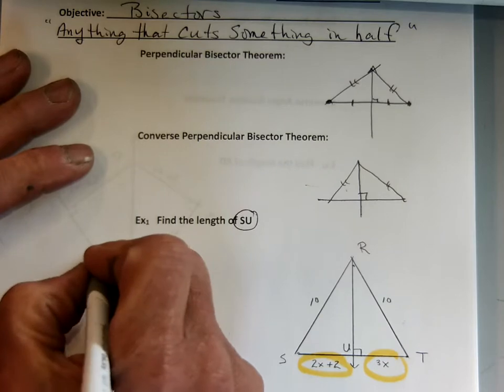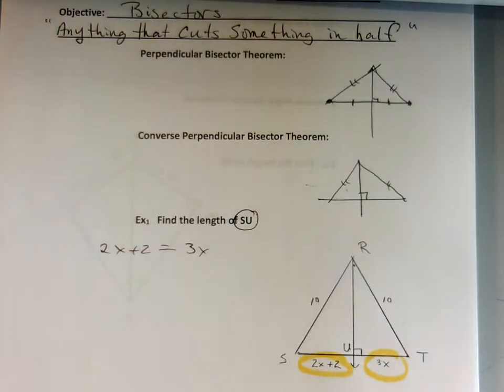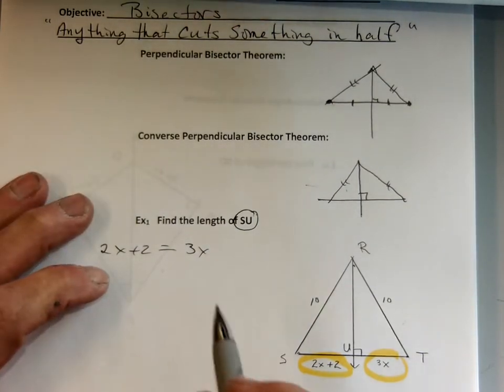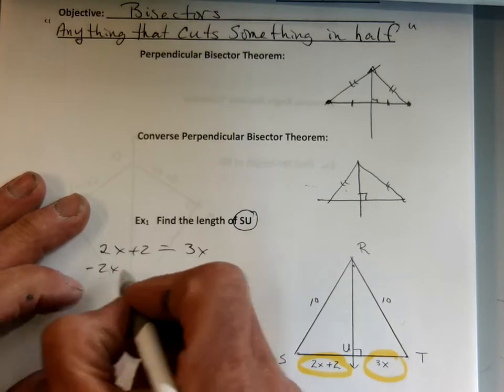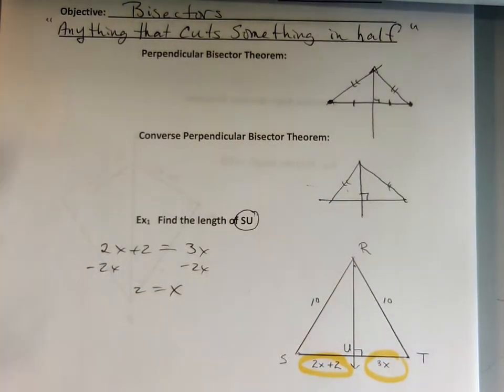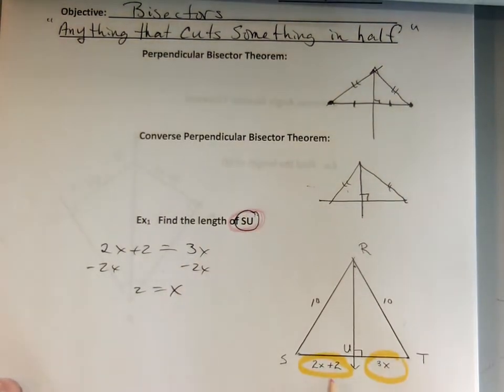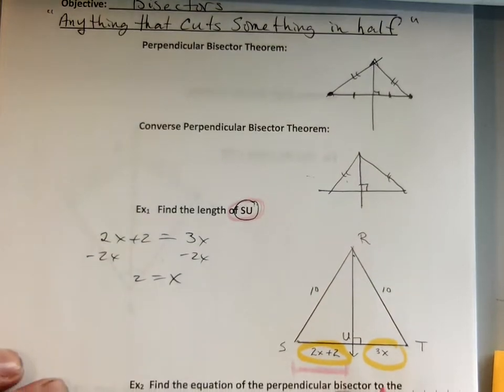A little bit of algebra, 2x plus 2 is equal to 3x, okay? And if I find the value of x, that's going to be helpful. So I'm going to find the value of x. I'll go minus 2x, minus 2x. I'll get 2 equals 1x, or x is 2. Now that is not the answer. What do you mean, Mr. Davies, that's not the answer? Well, what's the question? The question says find SU. Well, SU is this length right here.